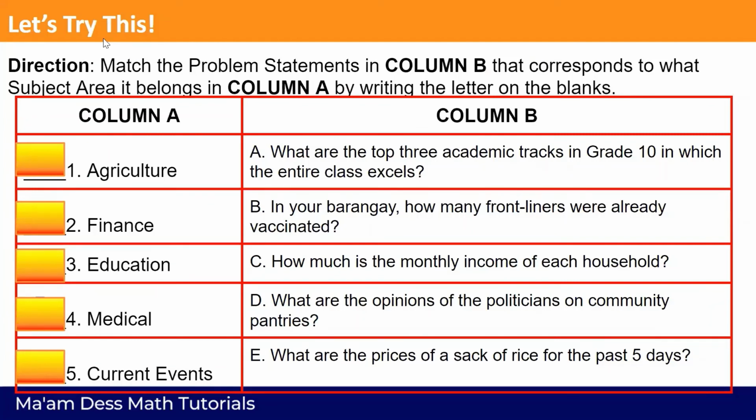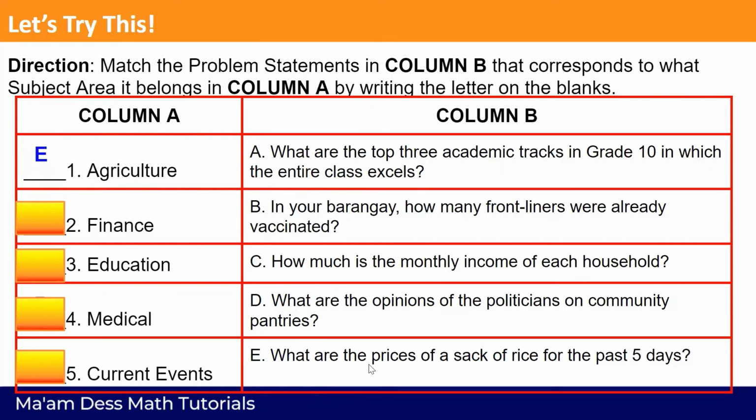Okay, so let us try this learning task. Direction: Match the problem statements in column B that correspond to what subject area it belongs in column A by writing the letter on the blanks. Okay, so the first one is agriculture. From the statements in column B, which do you think is related to agriculture? Ayan, so it's letter E.